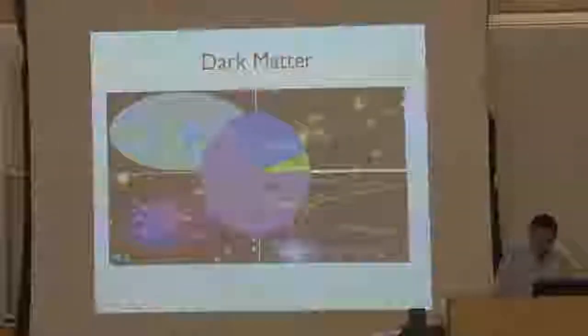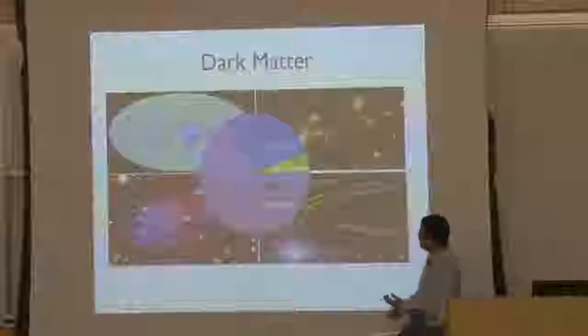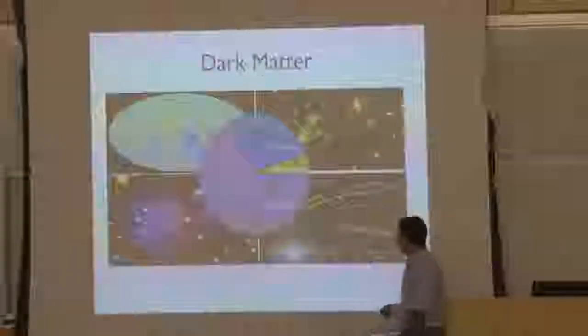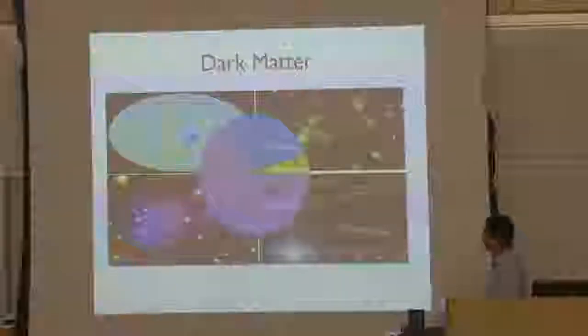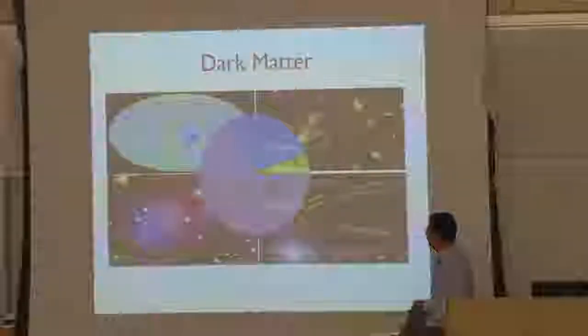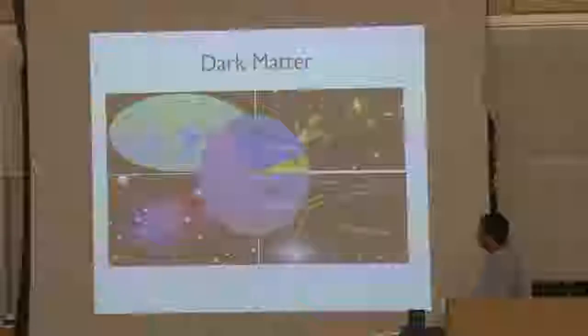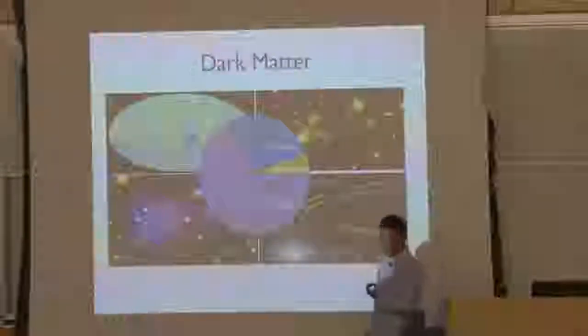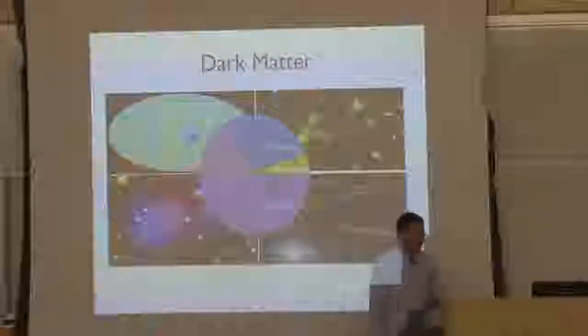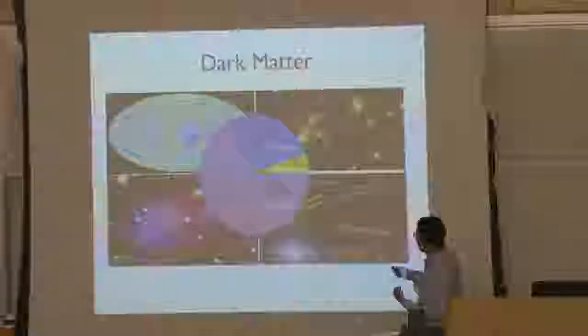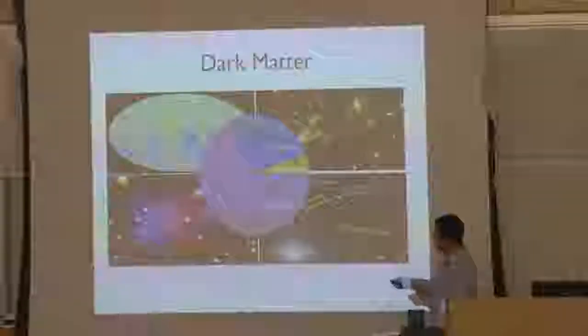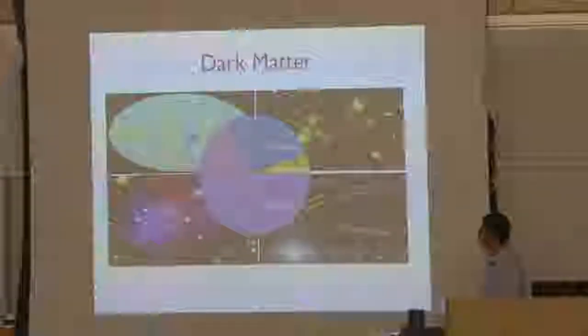As we all know, dark matter exists in our universe, and there is overwhelming, compelling evidence from all kinds of observations. It turns out 27% of the mass and energy density in our universe is made of dark matter. Ordinary matter only makes up 5%, and the remaining part is dark energy, right?